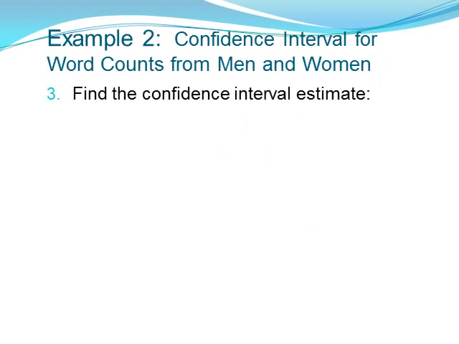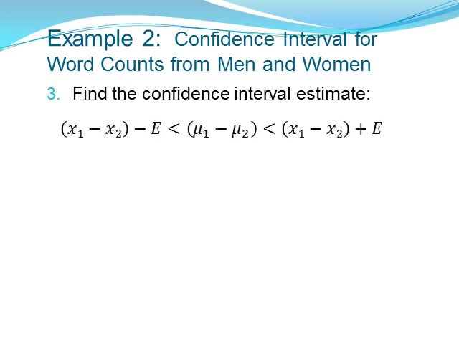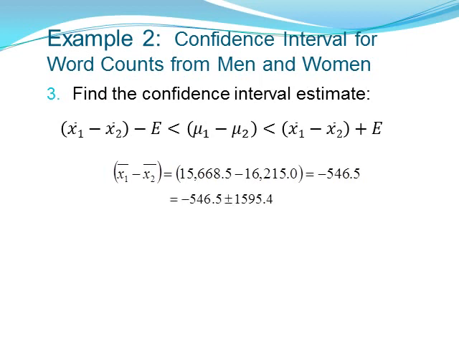Now we set up the confidence interval estimate. And so this is following along the procedures with this, but we want to first determine what is x bar 1 minus x bar 2. So that's just saying subtract your sample means. So when I take the first sample mean and subtract the second from it, I get negative 546.5. So then my confidence interval estimate will be that value, negative 546.5, plus or minus the margin of error. And I found the margin of error was 1595.4.